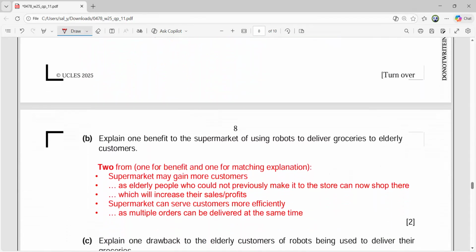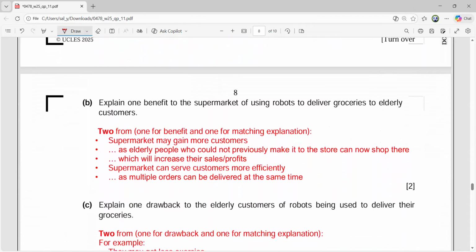That's wonderful. Now explain one benefit to the supermarket of using robots to deliver groceries to elderly customers. What is the benefit? So you can see, it's a 2-mark question. It means that they want you to write one benefit with the appropriate description. So the supermarket may gain more customers, as it is not easy for elderly people to move out of their homes and shop easily. And definitely this will result in improving their sales, maximizing their profits.